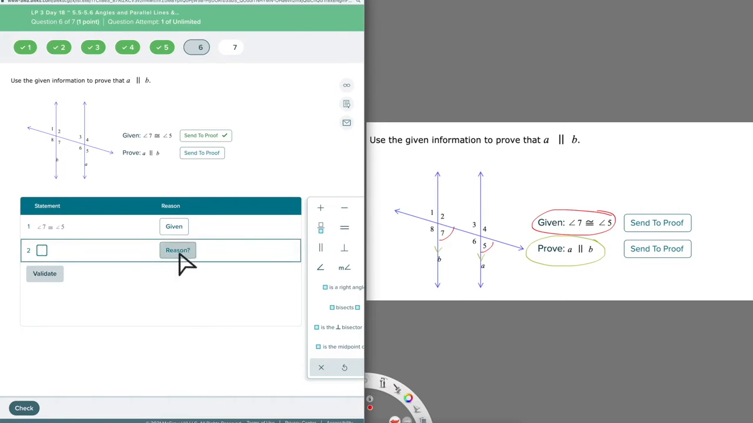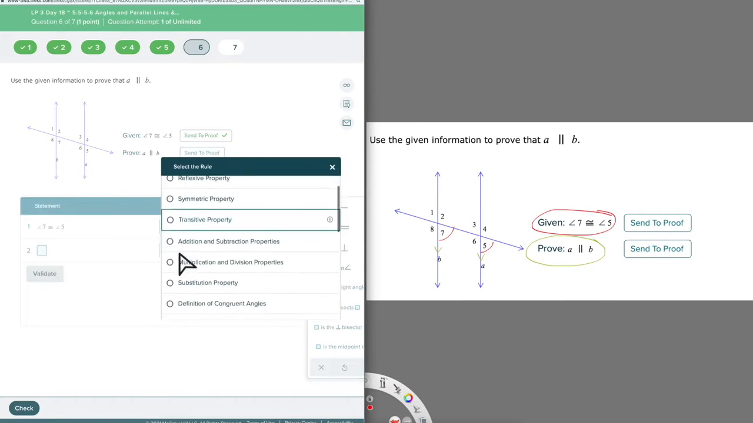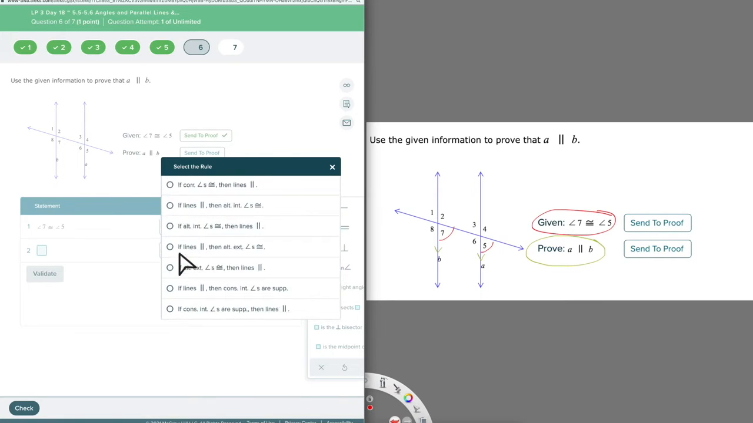So let's see. For this guy, we're going to reference the corresponding angles. Kind of flip forward here. I think we can actually just jump straight from, I believe we can actually, let's see. So if we have corresponding angles are congruent, which we do, 7 and 5 are corresponding angles and they're congruent, then the lines are parallel.